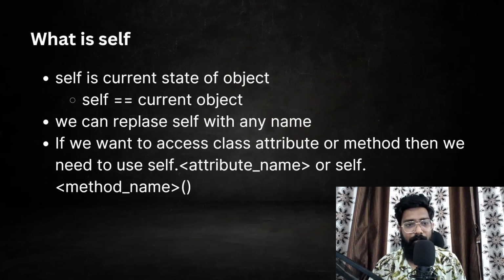So when we define any method inside a class, we have a first parameter which is by default self. We can replace that self with any name. We can write Viraj, Python or anything over there. Why do we use self? We use self to call an attribute or a method in the same class, or we can even call the parent class attribute or method using self.